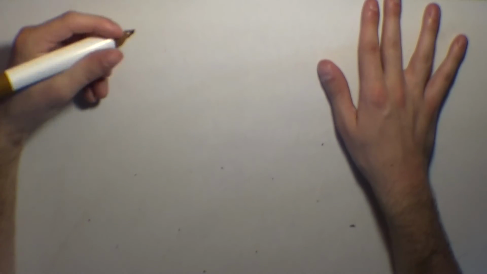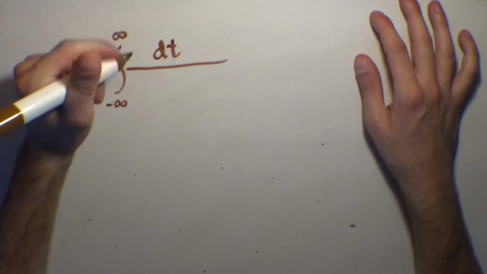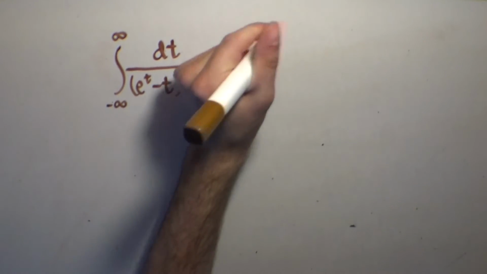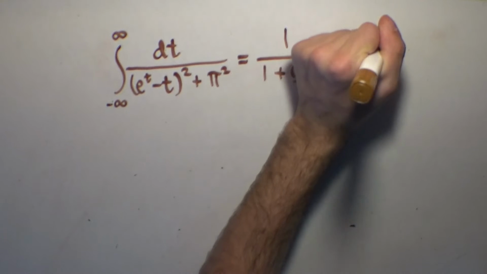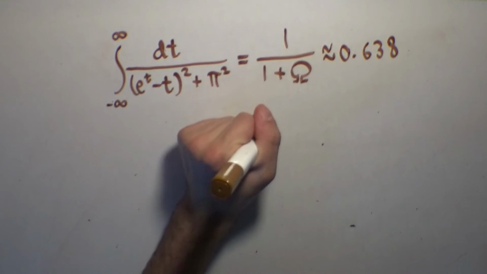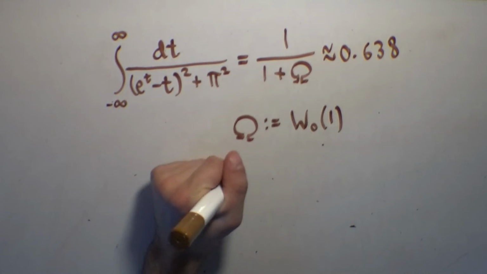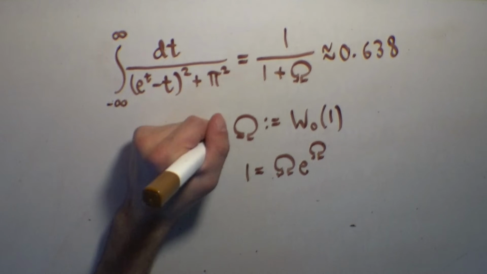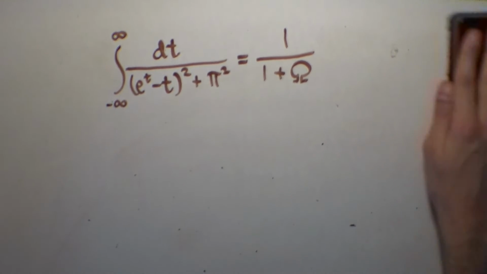The second thing I wanted to address was a part of the Wacky Calc Wednesday video that I recently did, where I showed this result: that the integral from negative infinity to infinity of 1 over (e to the t minus t) all squared plus pi squared dt is equal to 1 divided by 1 plus omega, which is about 0.638, where omega is defined to be W on the principal branch of 1, which satisfies the relationship 1 equals omega times e to the omega, right? And so omega is about 0.567. Right, so this was a neat constant, and this was a beautiful result, a truly remarkable one, as I think I called it in the thumbnail.